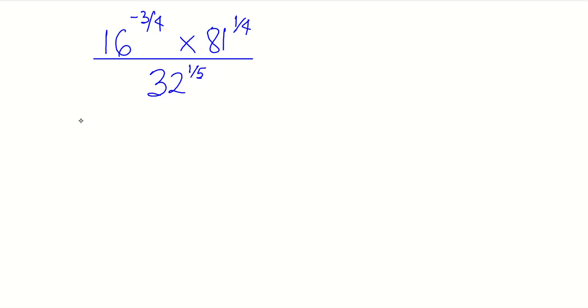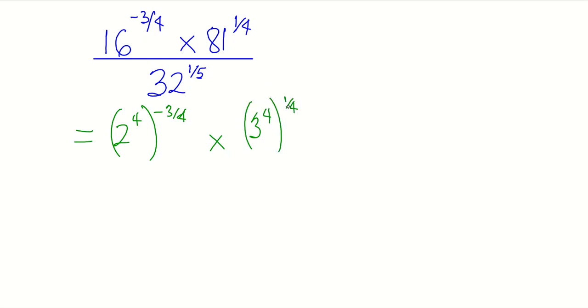So in that sense, we can change the 16 for it to have a base of 2 and an exponent of 4. So we have, is equal to, 2 exponent 4, which is the same as 16. So we bring our negative 3 out of 4 times, now 81 can be expressed as 3 exponent 4. So we have 3 exponent 4. Now we have an exponent of 1 out of 4, divided by, now 32 can be expressed as 2 exponent 5. So we have 2 exponent 5 here. Now our exponent is 1 out of 5.